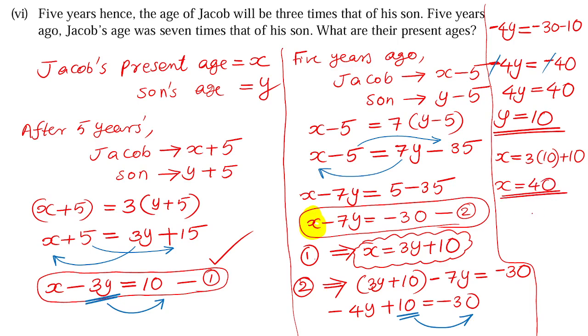So after that you may write it in words. Jacob's age 40, son's age 10. You can write the conclusion at the end.